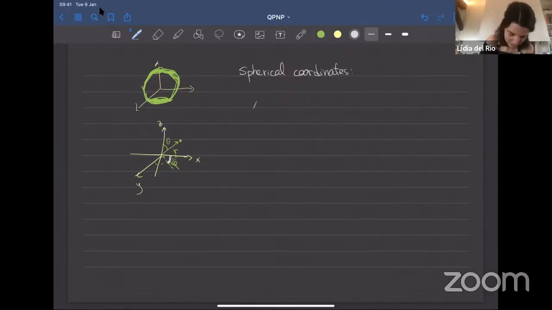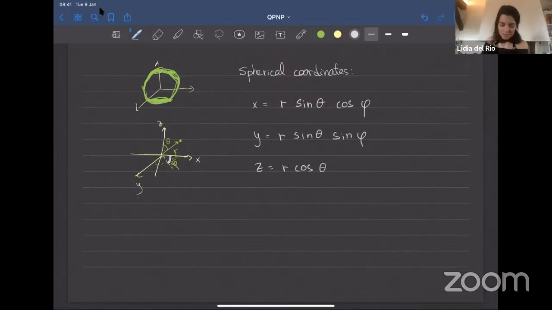So what is x? r gives you the dimension of the vector. And then you have sine of theta and cosine of phi, and that's your x. Y is r sine of theta sine of phi, and z is r cosine of theta. And where do r and the two angles live? So r can be anything from 0 to plus infinity. Theta just goes up and down, it's the angle with the z axis, so it goes between 0 and pi, where 0 means it's here and pi means it's down there, and phi is between 0 and 2 pi.